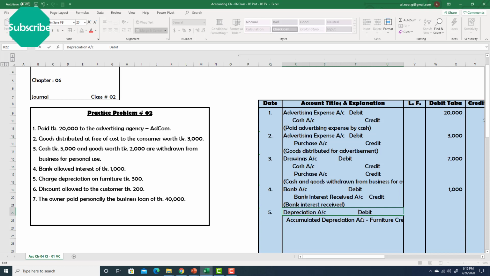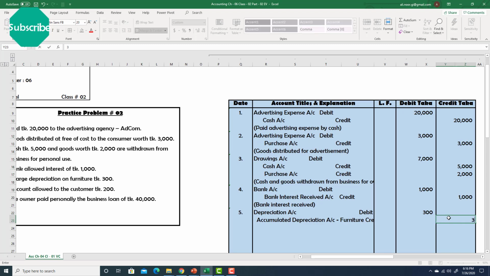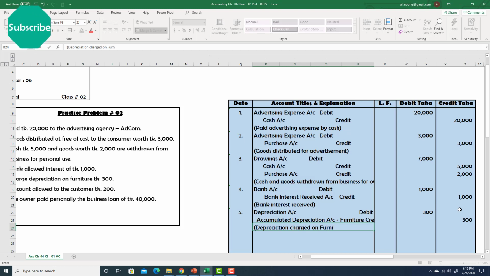So depreciation amount 3000. So 3000 debit and 3000 credit. Okay, depreciation charged on furniture, right.